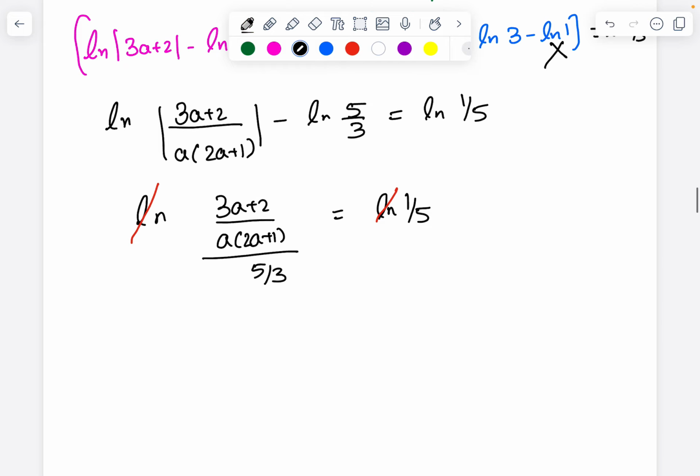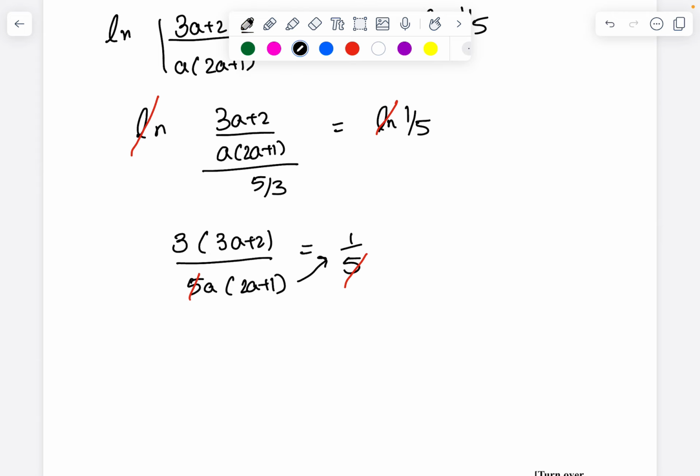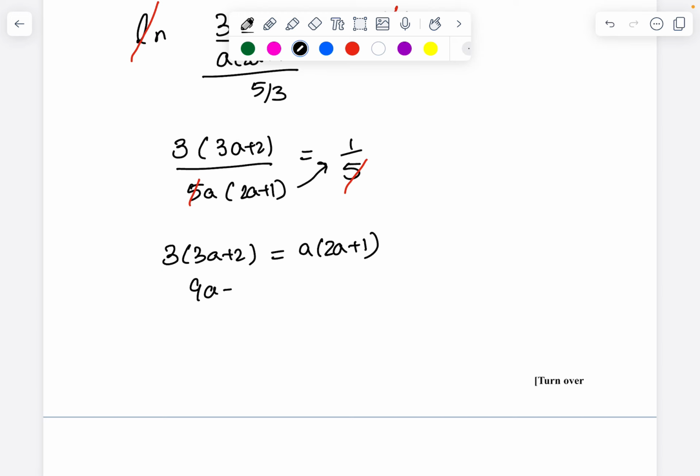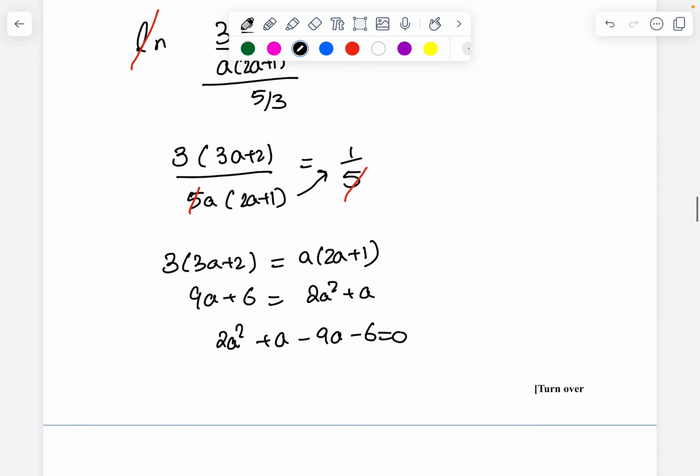Ln gets cancelled. So what do I get from here? 3 times (3a plus 2) divided by 5a times (2a plus 1) equals 1 upon 5. We can cancel 5 and 5 also. Then do the cross multiplication. 3 times (3a plus 2) equals a times (2a plus 1). Then from there, 9a plus 6 equals 2a squared plus a. So 2a squared plus a minus 9a minus 6 equals 0. So what do I get from there?